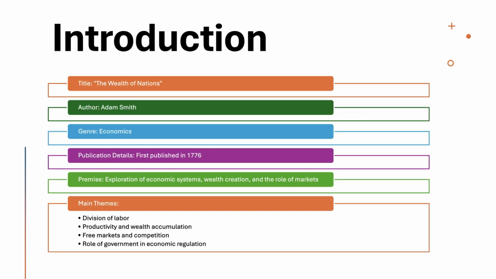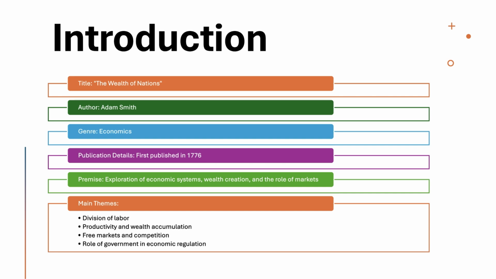Introduction. Ladies and gentlemen, grab your popcorn and get ready for an economic roller coaster. Today, we're diving into The Wealth of Nations by Adam Smith. Picture this: it's 1776, America is busy declaring independence, and Adam Smith decides it's the perfect time to drop the ultimate economics bombshell. This book, often hailed as the Bible of economics, is like the Avengers movie of economic theories, action-packed with ideas that have shaped our understanding of markets and money.